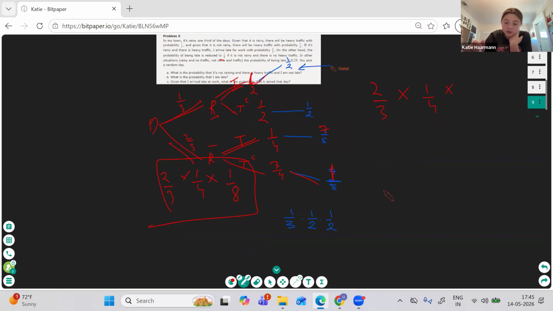And then plus, is she still getting late? No, right? So it'll be 2/3 times. She's getting late no matter what, right? I'm just thinking, just consider all the possibilities of her getting late. If there's no traffic, she's still getting late, right? This isn't the probability of her not getting late. Rainy, traffic, she's getting late. Rainy, not traffic, she's getting late also.